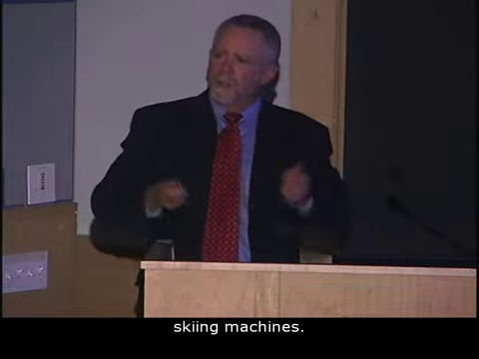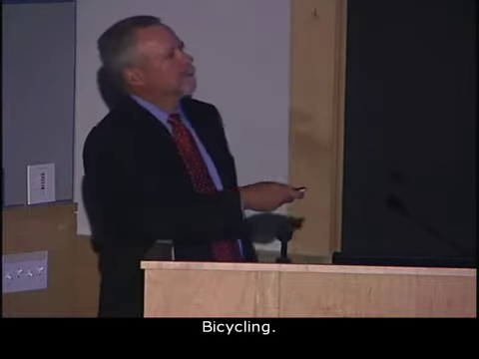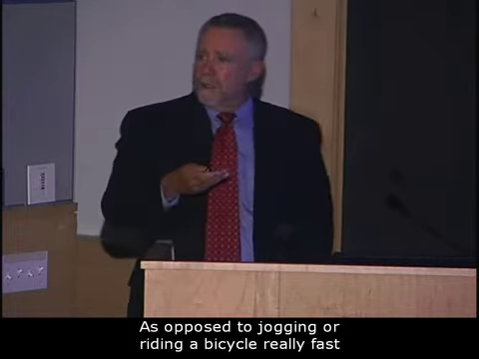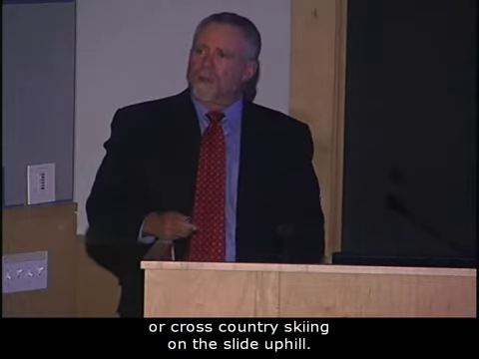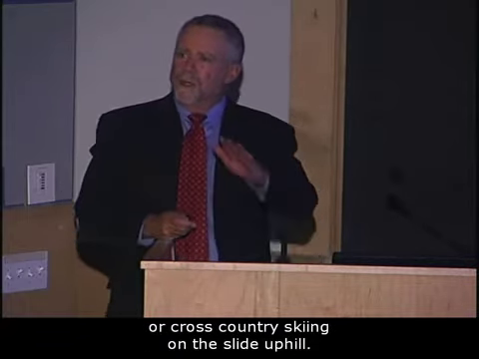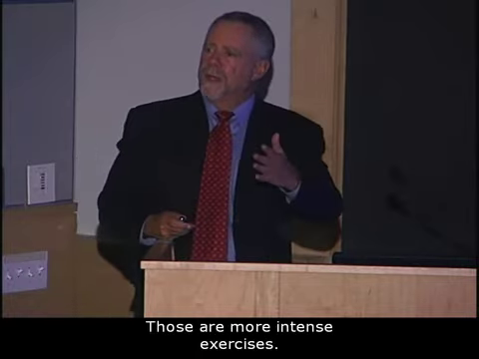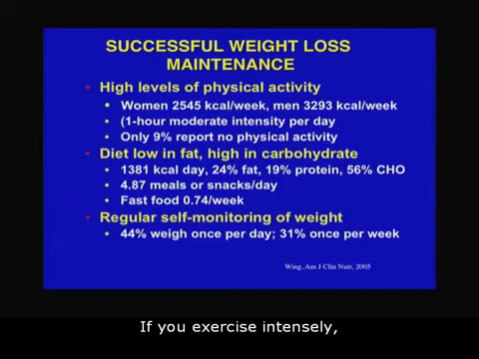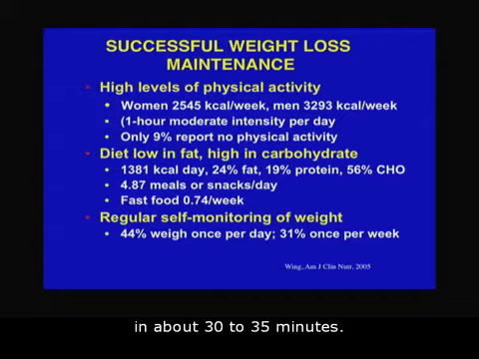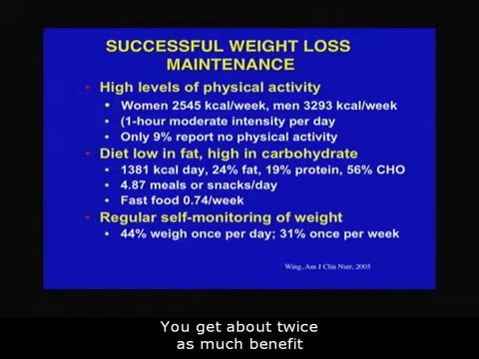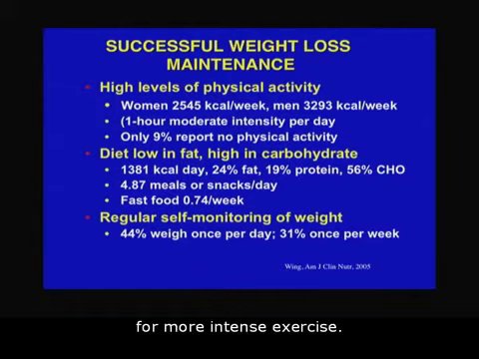treadmills, skiing machines, and so on, bicycling, as opposed to jogging or riding a bicycle really fast or cross-country skiing on a slight uphill. Those would be more intense exercise. If you exercise intensely, say if you jog, you get about the same benefit in about 30–35 minutes. So you get about twice as much benefit from more intense exercise.